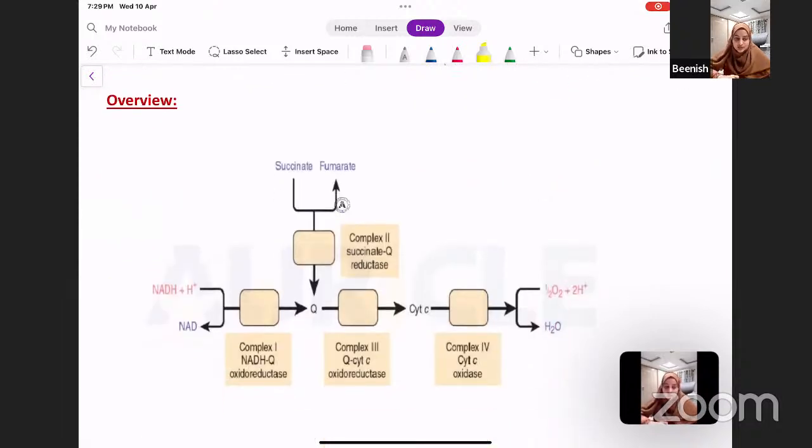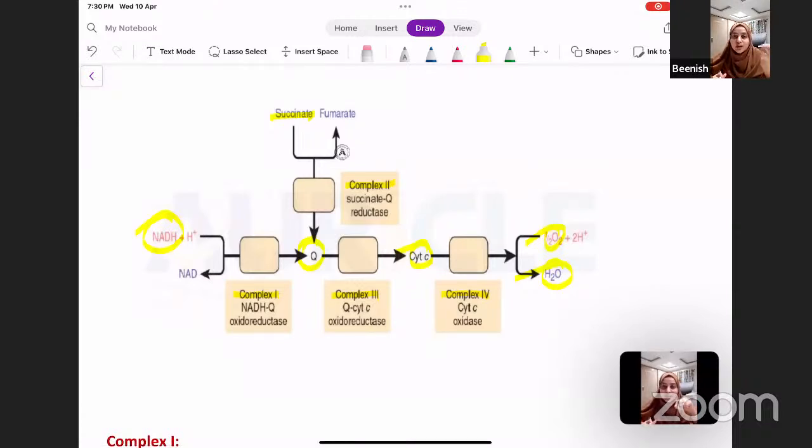In this diagram, you can see your NADH gives its electrons to complex 1, and your succinate gives its electrons to complex 2. Both of them give it to Q. Now from Q, the electron goes to complex 3. Via complex 3, it goes to cytochrome C, and from cytochrome C, it goes to complex 5, and then complex 5 ultimately gives the electron to oxygen, and this oxygen is reduced to water. So this is the overall view of the electron transport chain: how the electrons from NADH or FADH2 are being transferred, and ultimately they are given to oxygen, which is reduced into water.